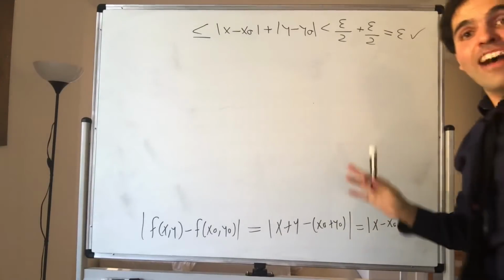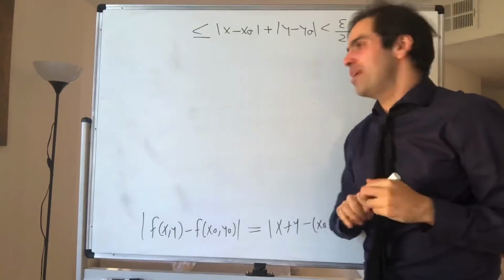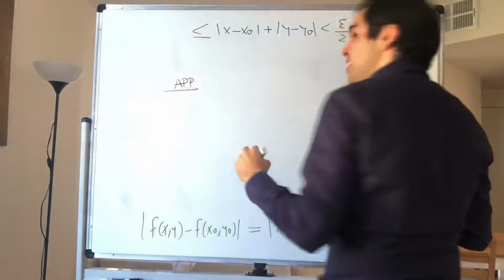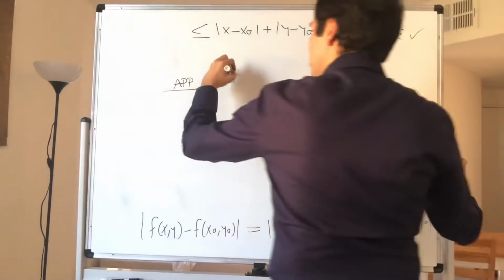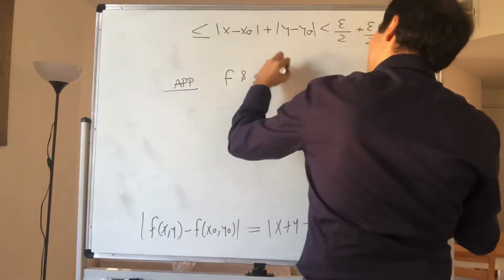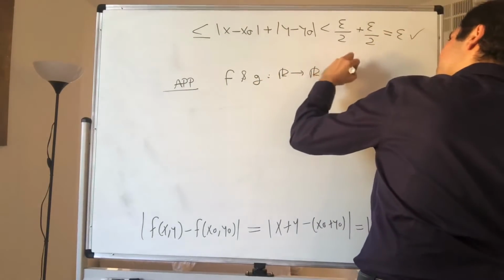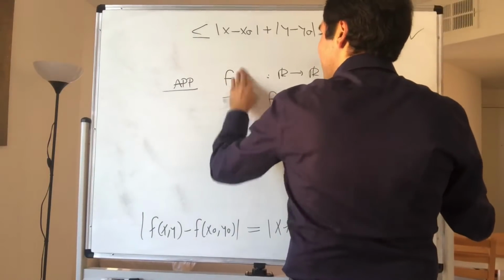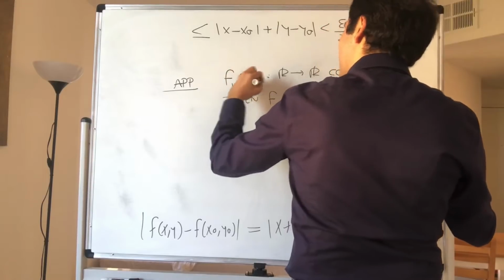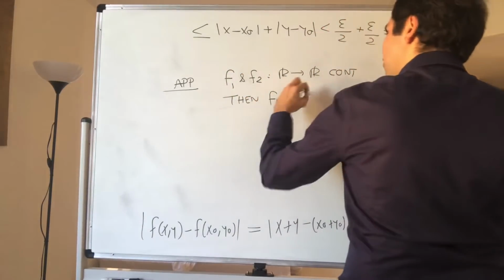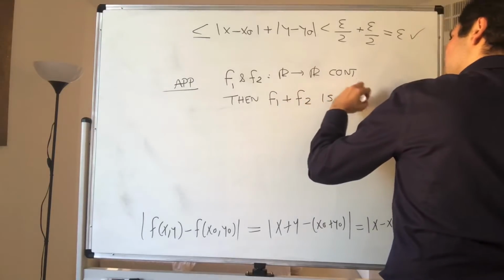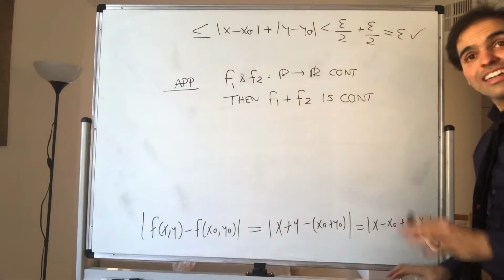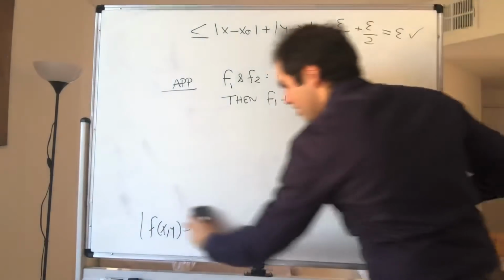Okay, very good. And in fact, I want to give you, before I move on, a really cool application of this. In another video, I've shown that if f1 and f2 from R to R are continuous, then f1 plus f2 is continuous. And before, I did it just directly, but now here's the awesome proof.